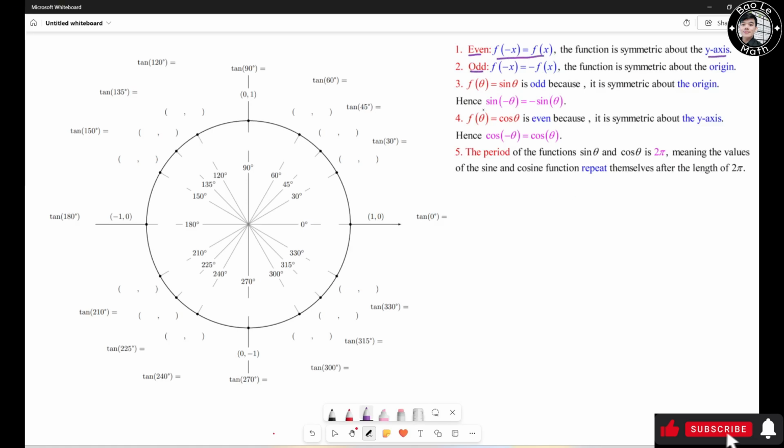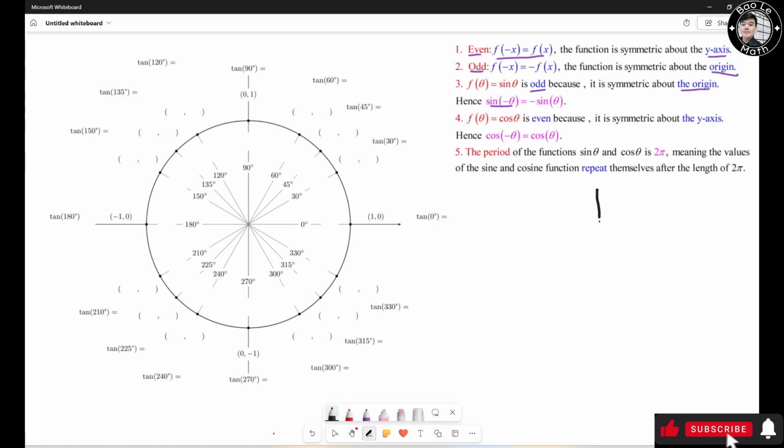If the function is odd, f of negative x equals negative f of x, and the function is symmetric about the origin. Now the function sine theta is odd because it's symmetric about the origin. So sine of negative theta equals negative sine of theta.